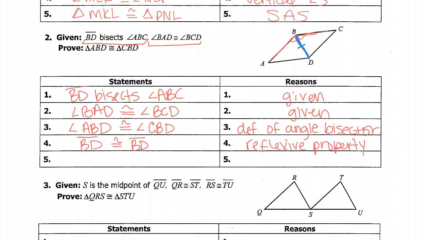And I think I forgot to fill this in. Number 2, where we put angle BAD is congruent to BCD. So those two are the same right there. And so lastly, we have triangle ABD is congruent to CBD by angle, angle, side. So we would put AAS.